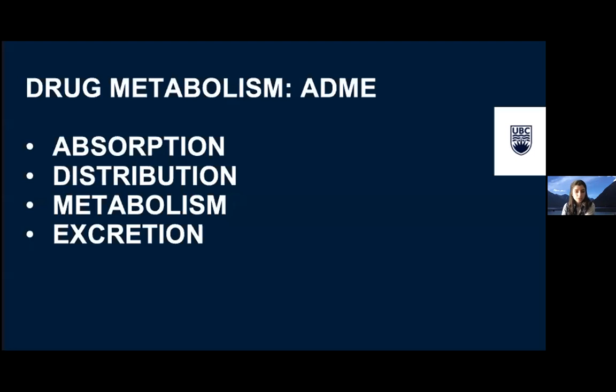So we'll move into our discussion about drug metabolism. There are 4 main different categories to do with drug metabolism: absorption, distribution, metabolism, and excretion. And we'll break them down one by one to see where potential interactions can occur in these areas.